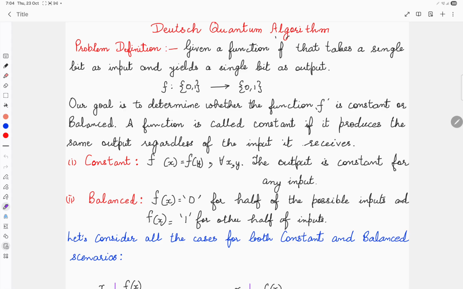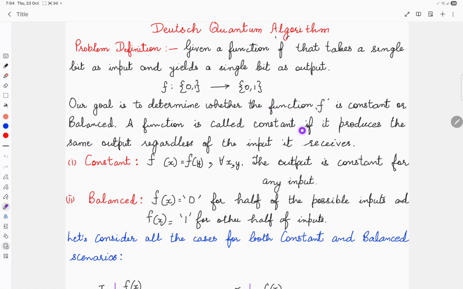Now, to start with, let us have the problem definition. Given a function f that takes a single bit as input and yields a single bit as output, this is how the function is defined. Our goal is to determine whether the function is constant or balanced.